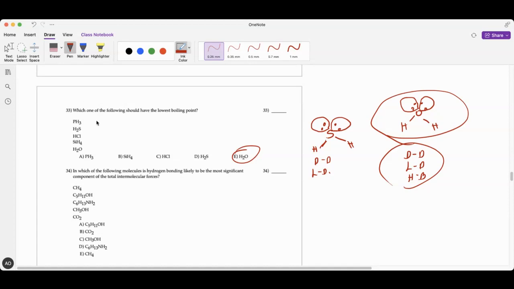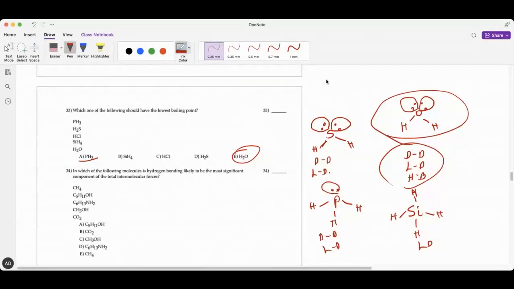Let's see. We have the phosphorus. We have 3 hydrogens. And we have 5, 6, 7, 8, 2, 4, 6, 8. So a lone pair on there. And then we have the silicon. This one here is going to have a low boiling point because this has only London dispersion forces. This one here would have both dipole and London dispersion forces.